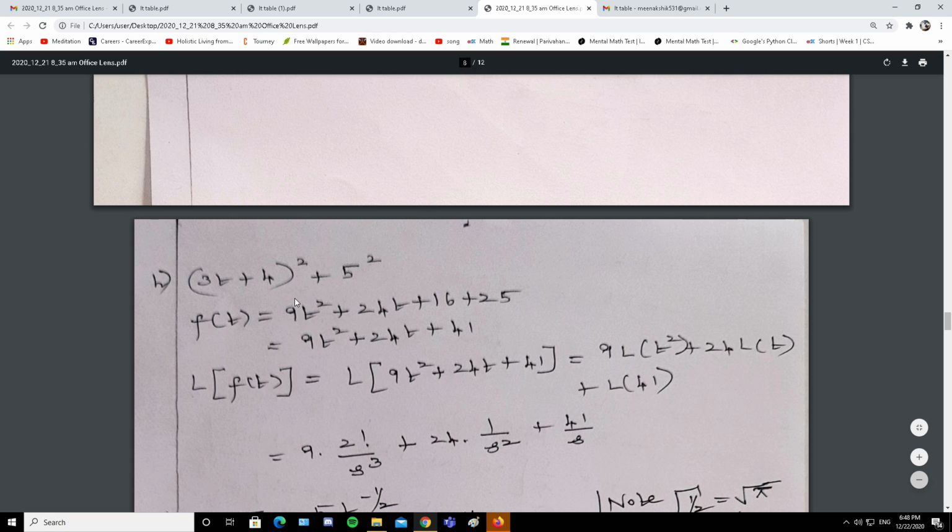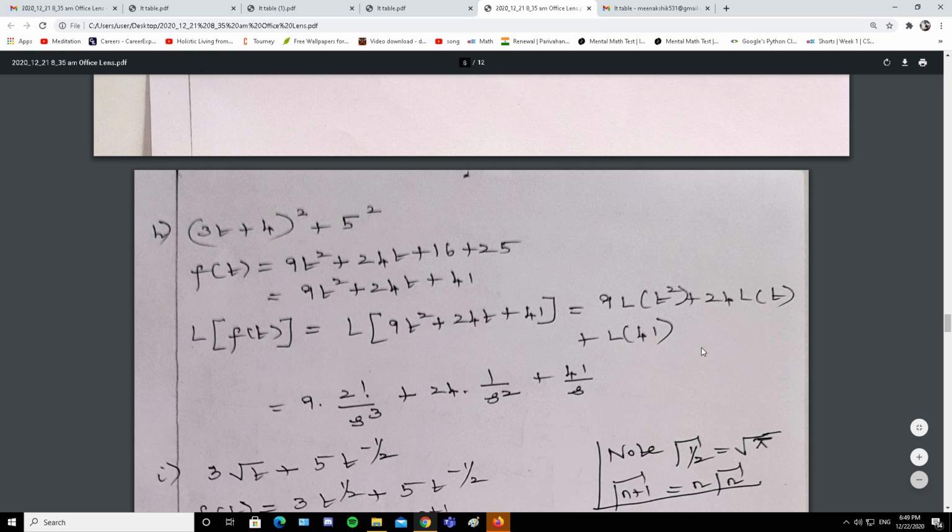Now next we have 3t plus 4 the whole square plus 5 square. So expand this: 9t square plus 24t plus 41. Take Laplace on both sides. So split into 3 Laplace transforms. So you have integral powers of t. So 9 times Laplace of t square, so 9 into 2 factorial by s cube. 24 times Laplace of t, 24 into 1 factorial by s square, plus Laplace of 41, that is 41 by s.